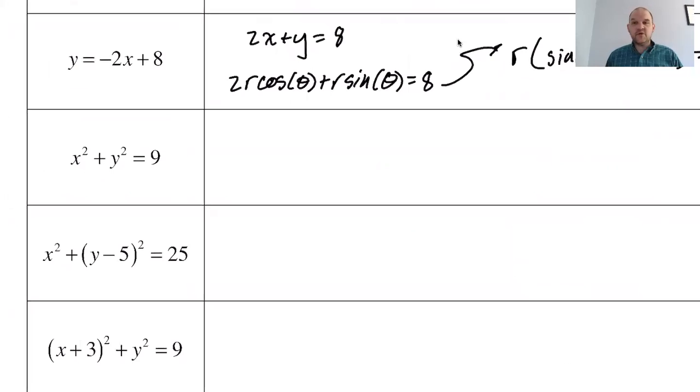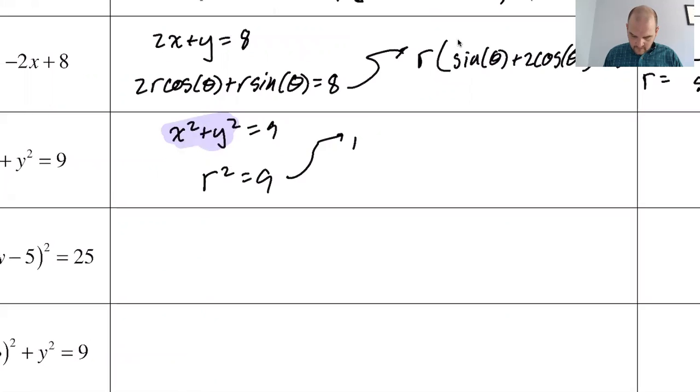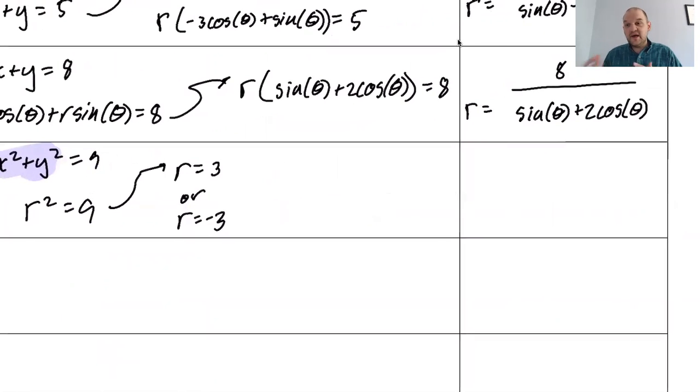All right, x squared plus y squared. Well, think of the formulas we know. x is r cosine theta, y is r sine theta, tan of theta is y over x, and r squared equals x squared plus y squared. So we can actually replace this whole thing. This whole thing is just going to be r squared. Now you get two options from this. So either r equals 3 or r equals negative 3. Typically what you do is you take the positive, so I'm going to say r equals 3.